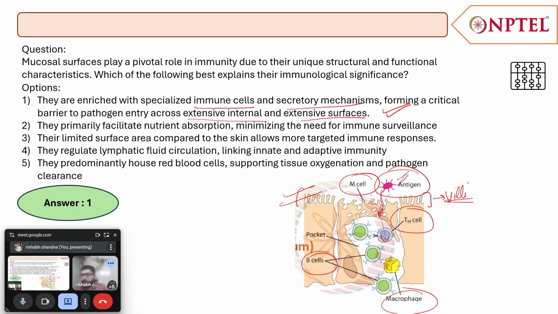Okay, and these M cells are a specialized structure that is present in this particular organ. Okay, so any doubts in this particular question? Okay, so let's move on to this one.